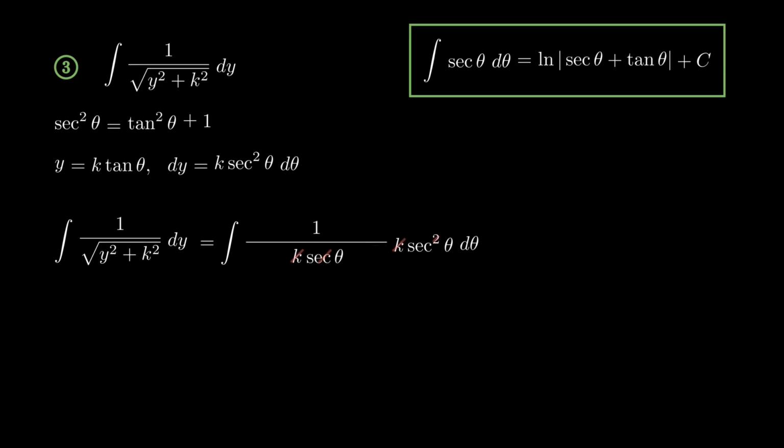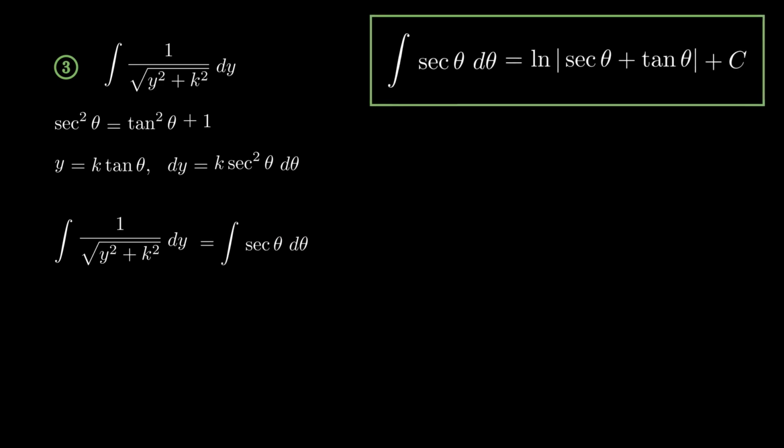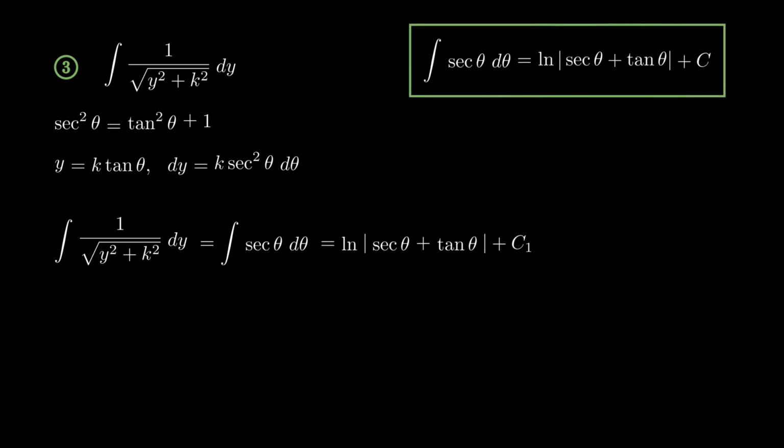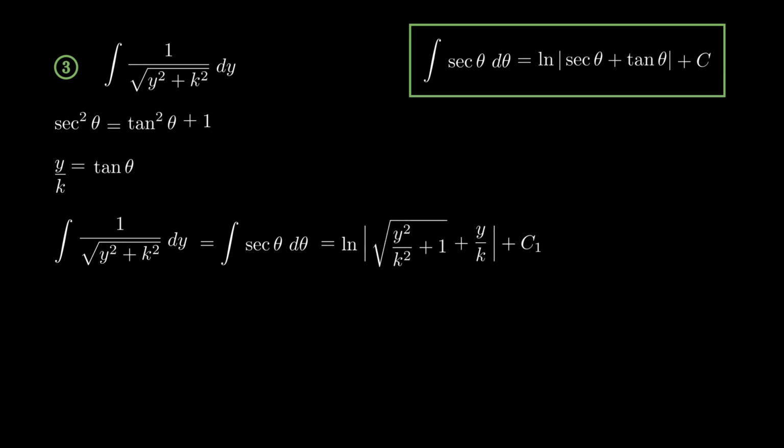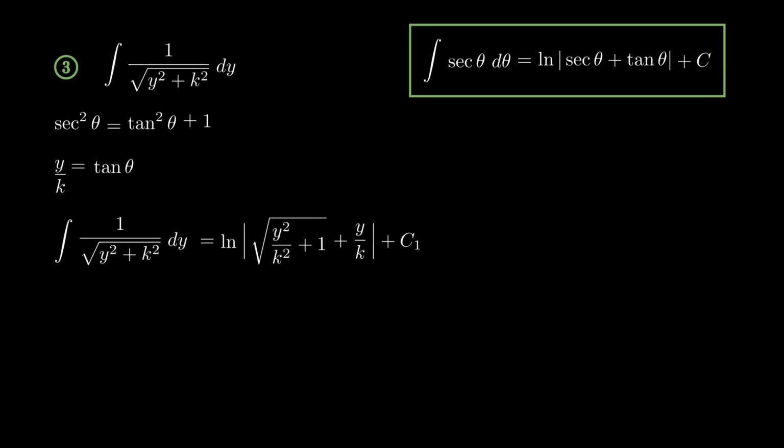After the appropriate simplifications, what is left is the integral of secant of theta d theta, which was solved in the previous case. Returning to the original variable leads to natural log of modulus of square root of y squared over k squared plus 1, plus y over k, plus a constant c1. After some algebraic manipulations, the constants can be combined into a constant c.